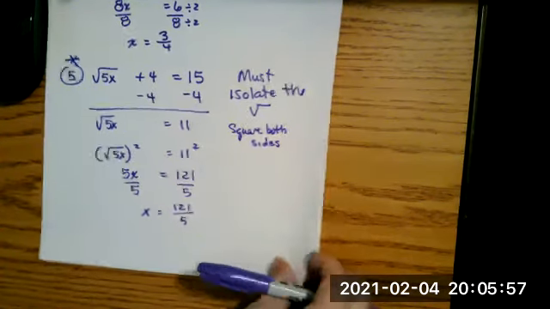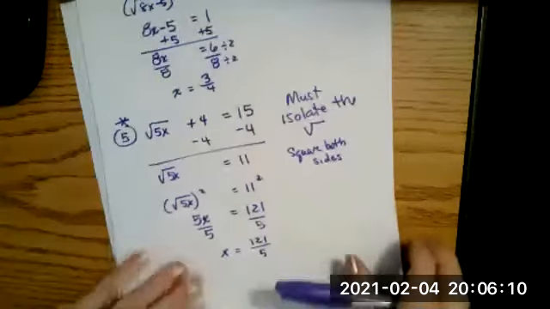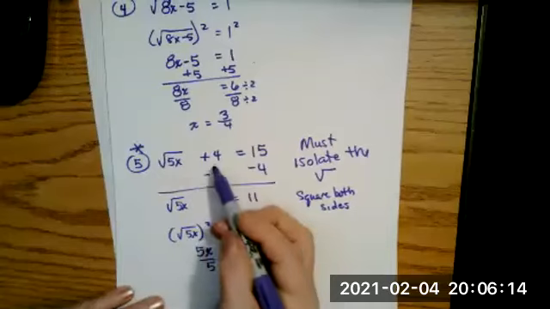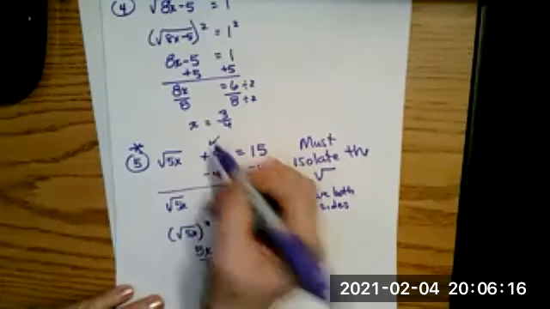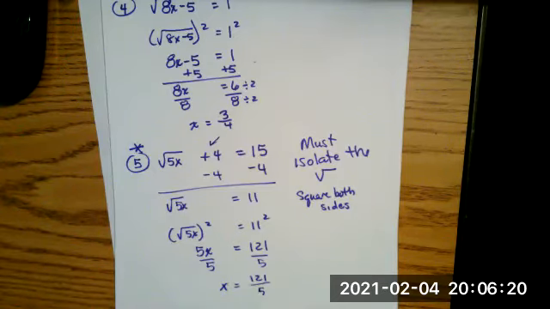Okay, any questions on that? Okay, we're almost finished. Let's do 6. Go back to that real quick. I need to copy that down. Give me 1 second. Okay, sorry. This one needs a little star because you have to get rid of this 4 first. You have to isolate it.